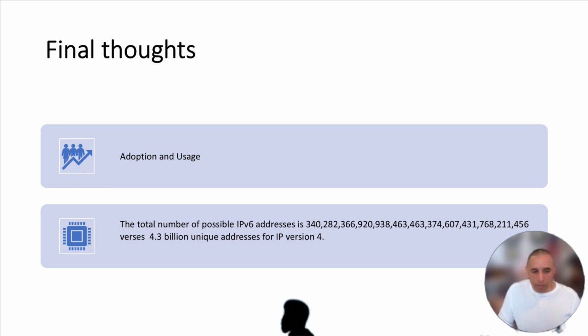In words, IP version 6 can be expressed as 340 undecillion, 282 decillion, 366 nonillion, 920 trillion, 938 billion, 463 million, 463,374, and that's a lot of addresses, leaving hope that we will never run out.